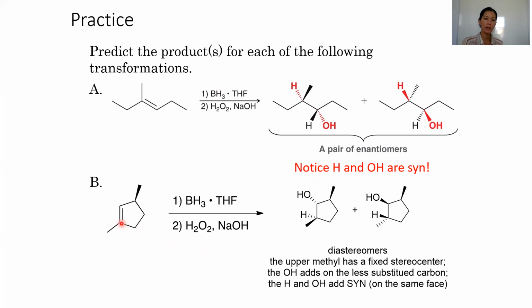In this lower product, again, consider the regiochemistry. OH will be on the less substituted carbon, H here. This upper methyl is fixed, so that doesn't change in your products. But notice that OH and H are both either down or both up. And if the H is down, that means the methyl is up here. If the H is up, the methyl is down. So in this particular case, because you did have multiple stereocenters where the methyl is up, and then you have the OH down and methyl up, here we have up, up, down. So these are diastereomers.